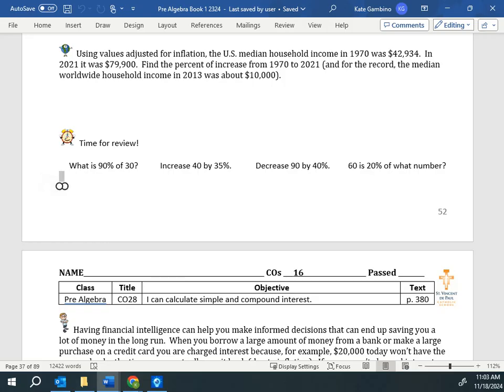Then we have our review, so make sure you know how to do those review questions, because it's going to be on that practice test tomorrow. Look back at your objectives. Make sure you're making that help sheet, putting stuff like the formula for today on your help sheet. Any questions for today?